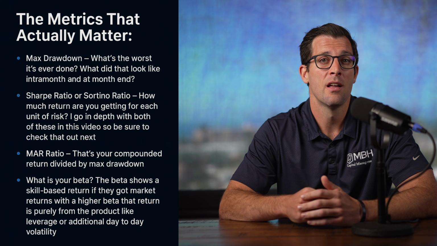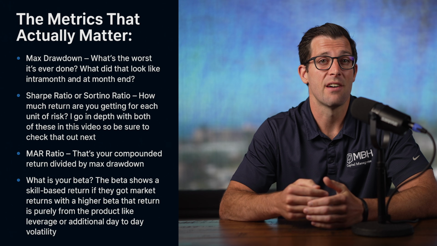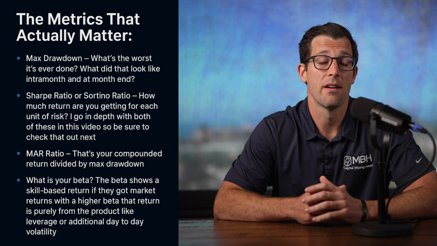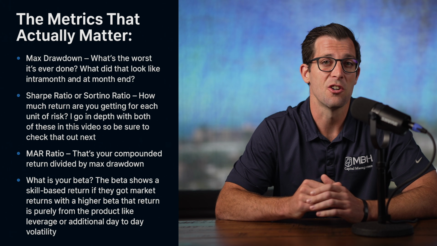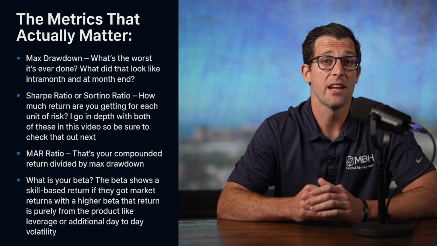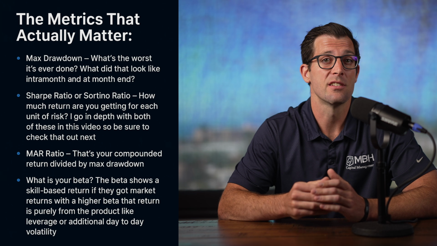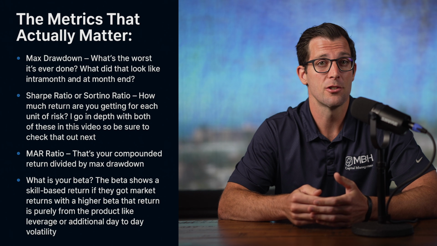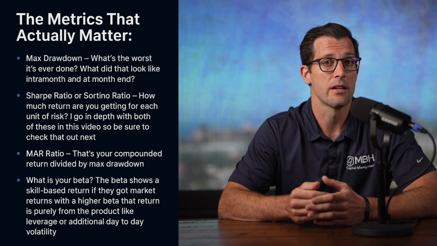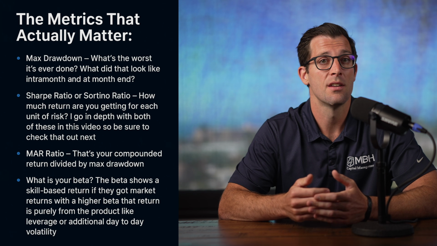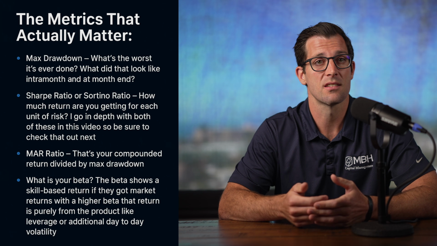MAR ratio. That's your compounded return divided by your maximum drawdown over that period. What is your beta? The beta shows a skill-based return. If they got market returns with a higher beta, that return is purely from the product, like leverage or additional day-to-day volatility. Then compare those across 5, 10, and 20-year periods, not just 12 months of cherry-picked gains.